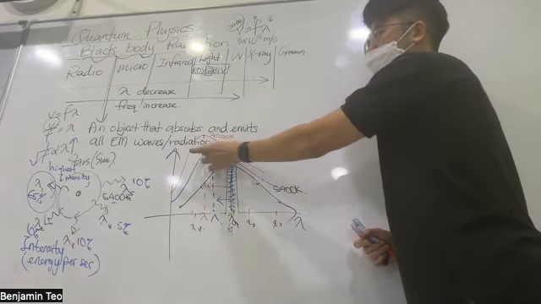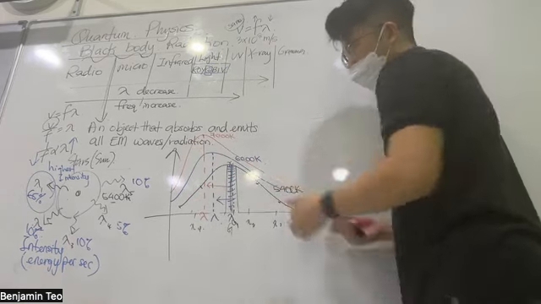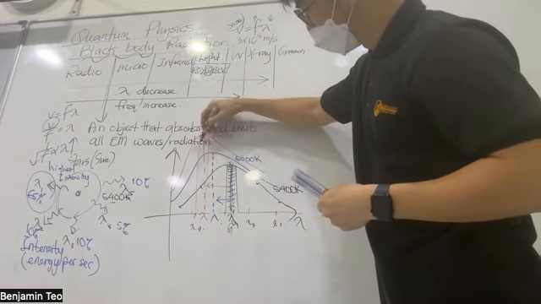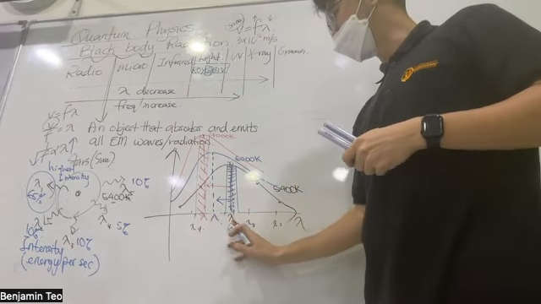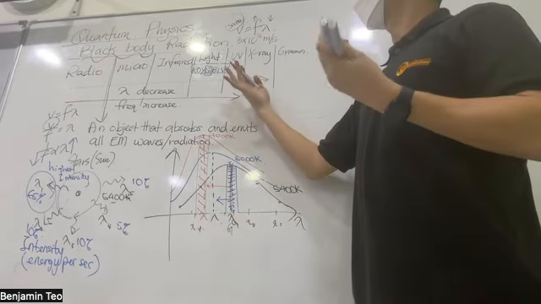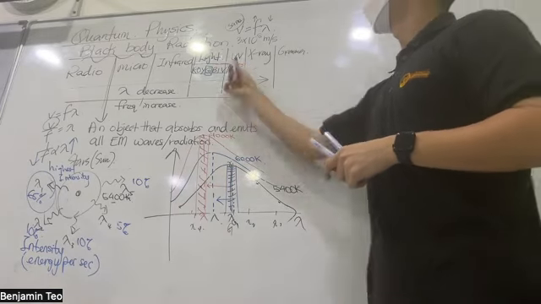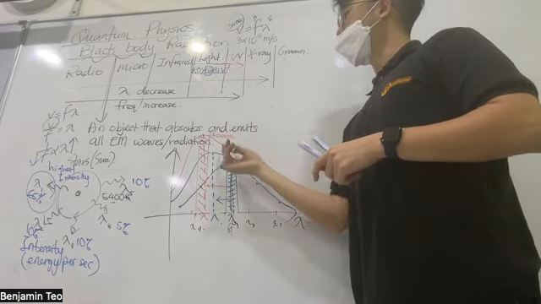If you compare with the hotter star, let's say this one. Okay, this one is 7,000. Where is the average wavelength? Here, which is much shorter than this one. Where is shorter wavelength? It's towards the right side. It could be UV, it could be X-ray, it could be gamma ray.